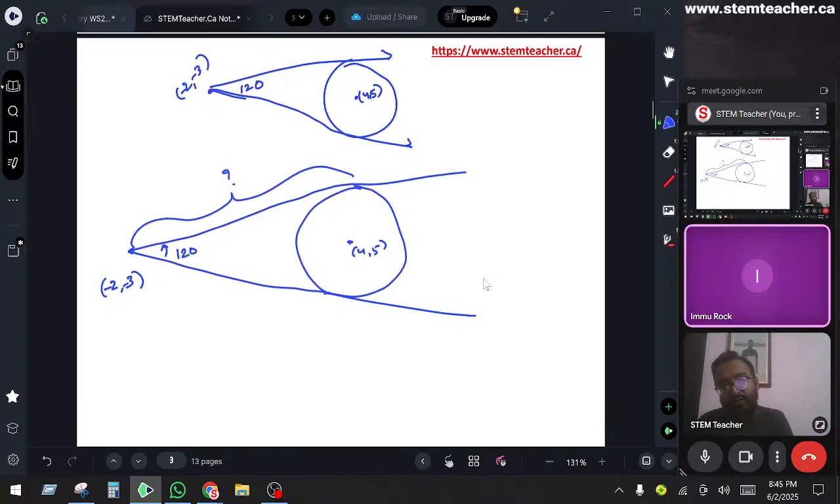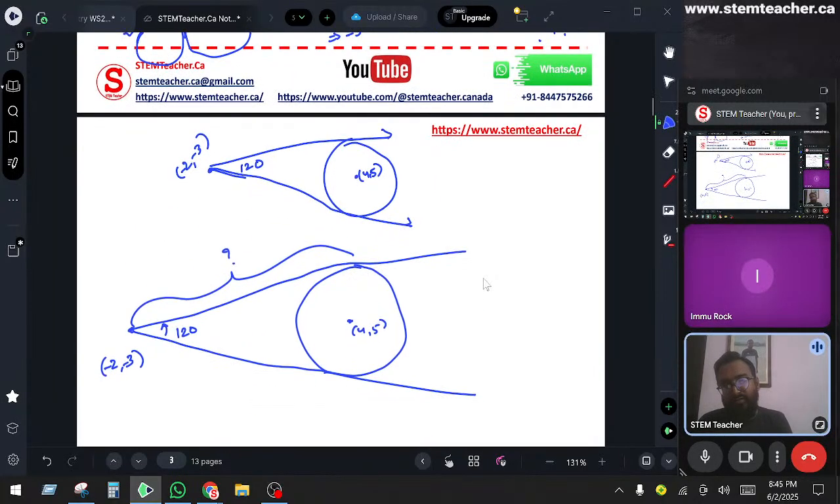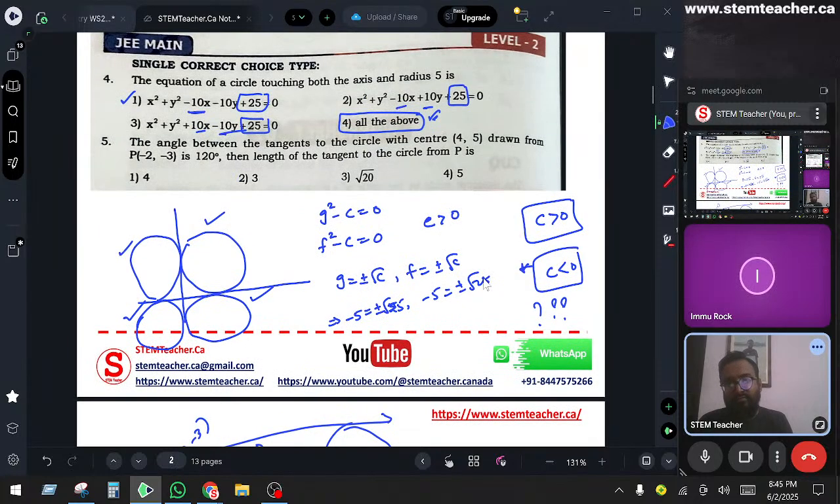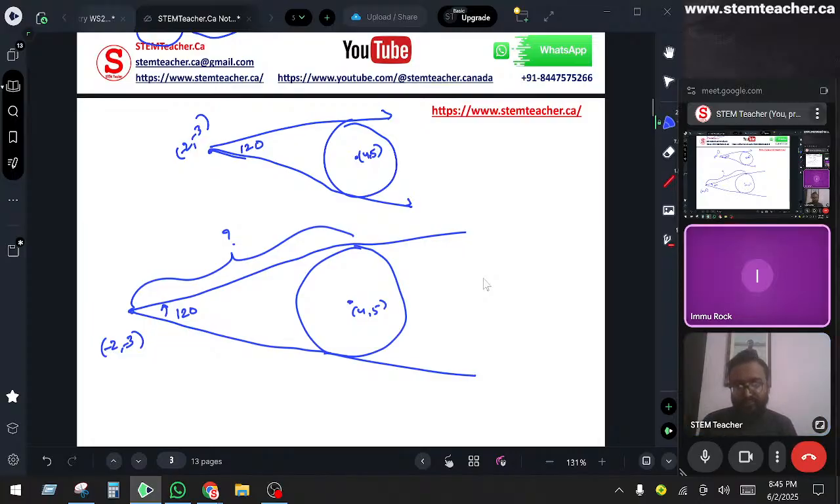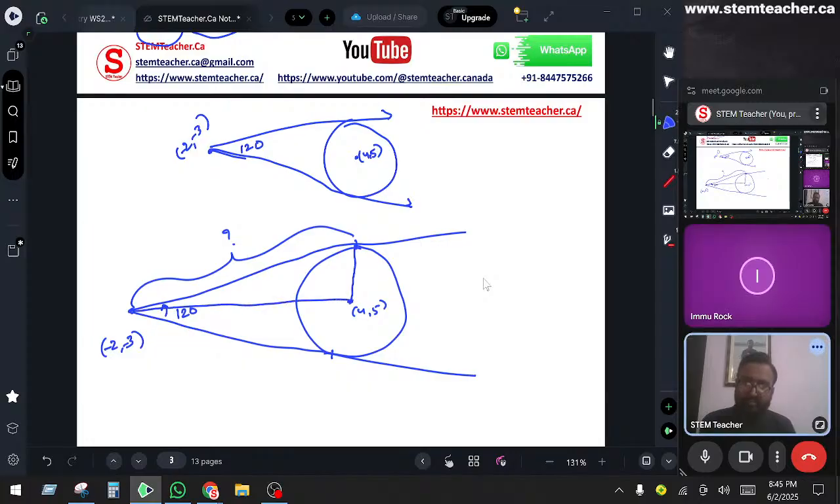Has anyone given the tangent here? The tangent is not given. The point is given, the angle 120 is given. He has given the angle. We will make a right angle triangle, so this will be 90. Now we can find out this distance.